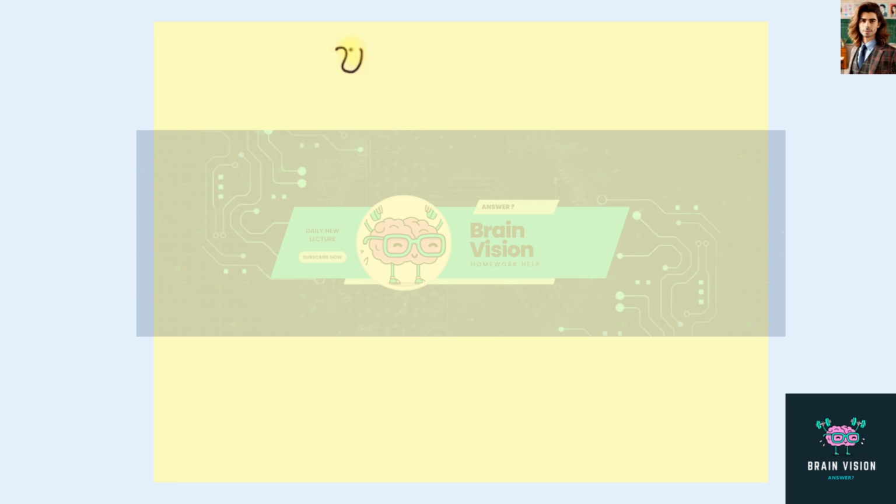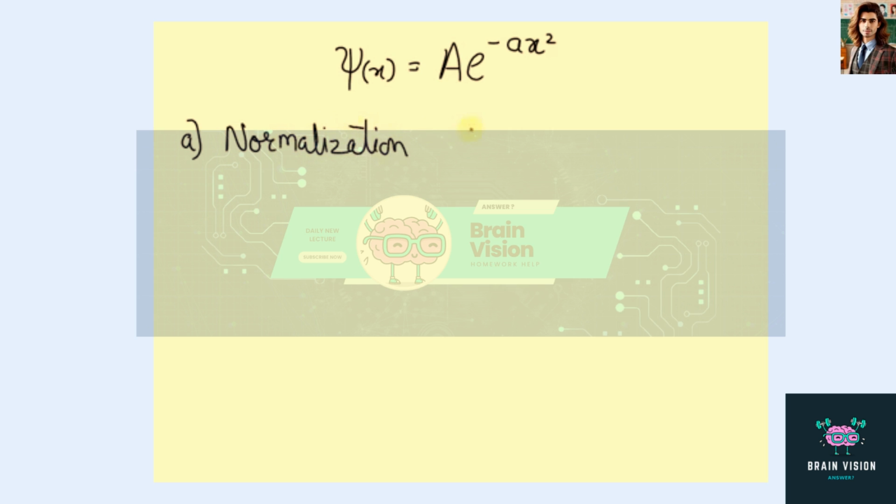Hello, in the question we have given that consider a particle whose wave function is given by psi of x is equal to a e raised to minus a x square. So in the first part, what we have to do is find out the value of this a by using the normalization condition. So let us see what is the normalization condition.